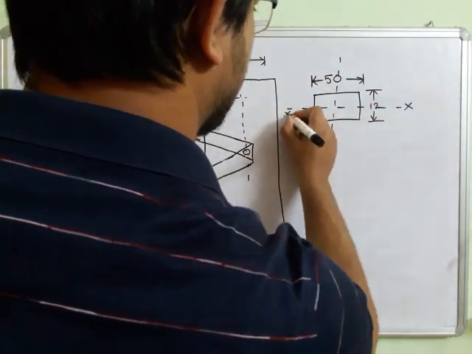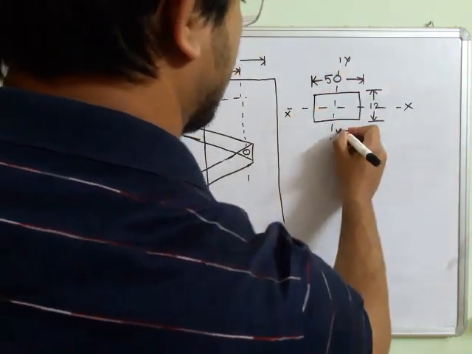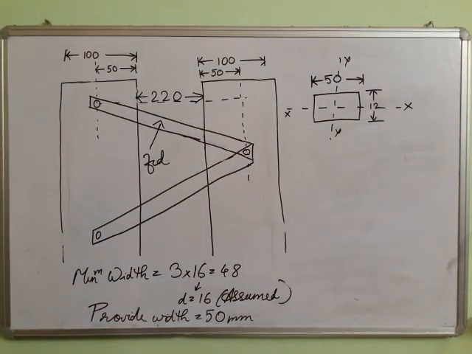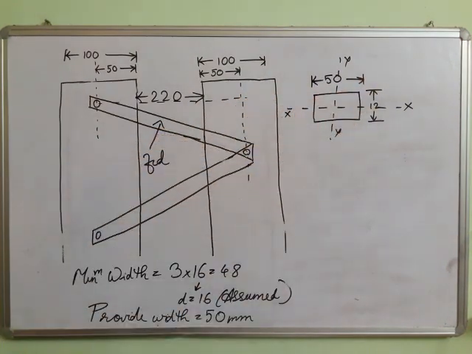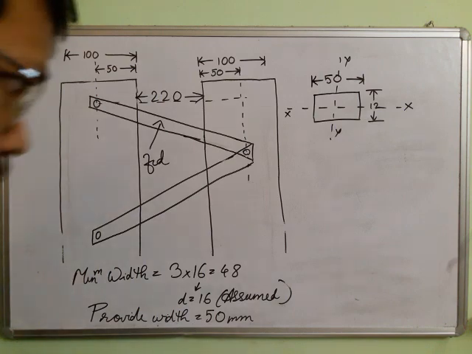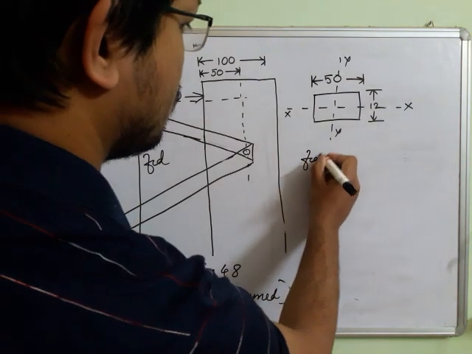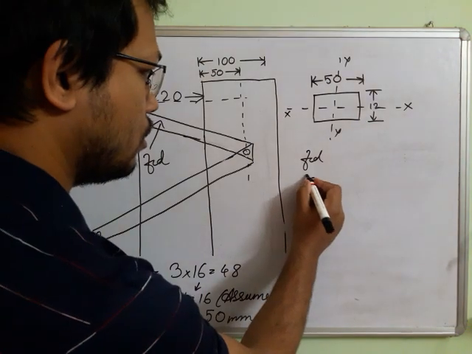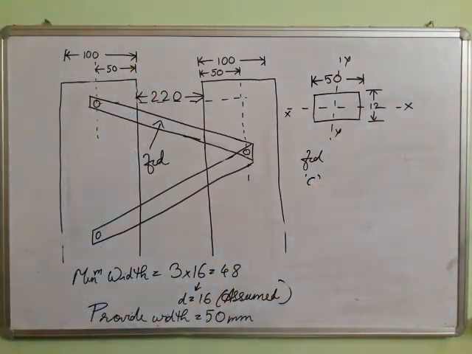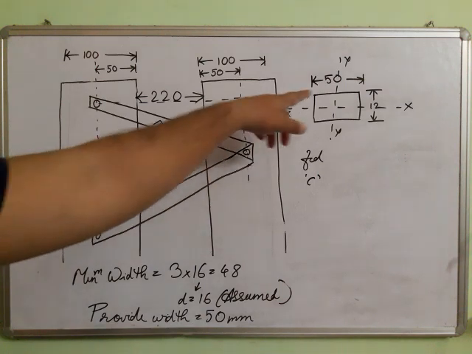We can see here that the cross section of the lacing will look like this, because thickness is 12 and width is 50, isn't it? So we need to find out the FCD. You see, for a cross section which is rectangular, what is the buckling class? Buckling class is C, when the cross section is like this.